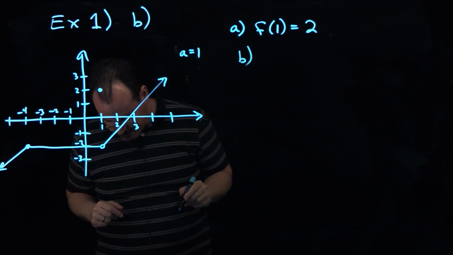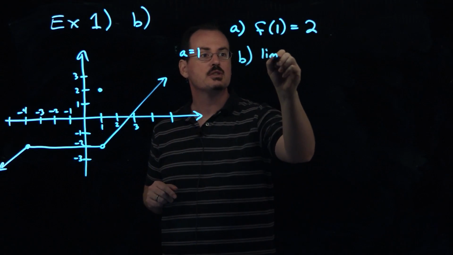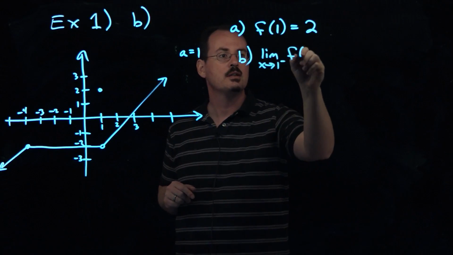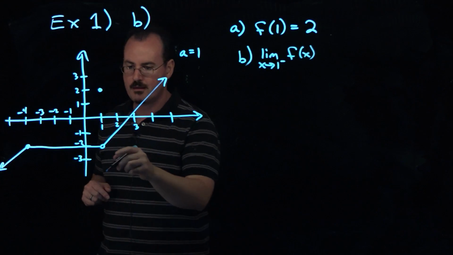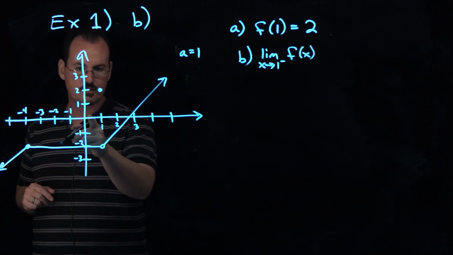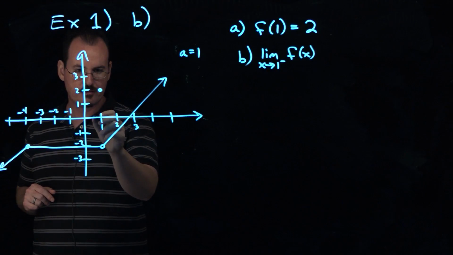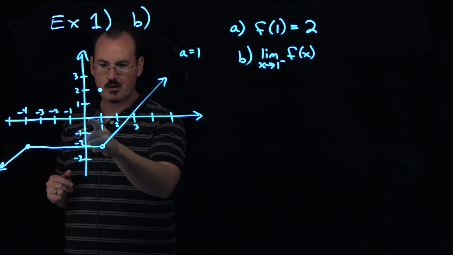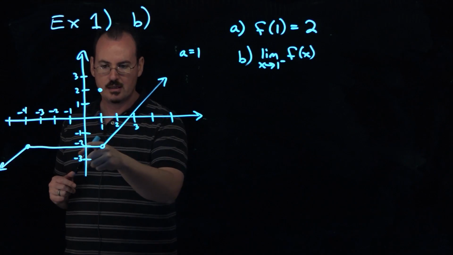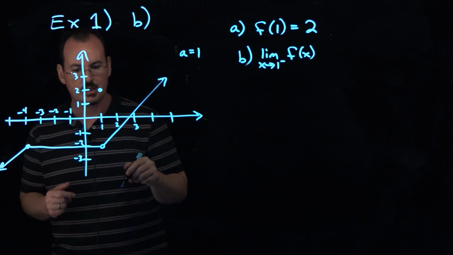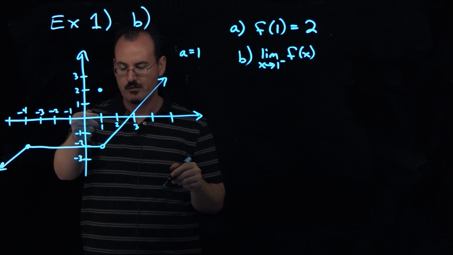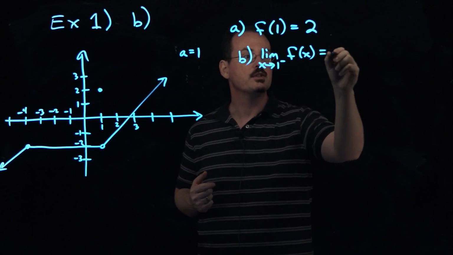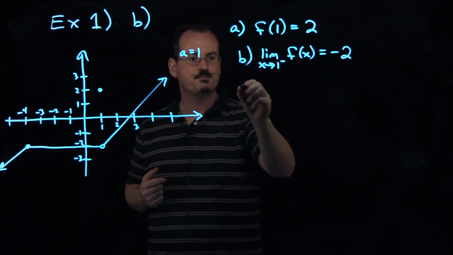For part B, we're again finding the limit as we approach 1 from the left. Notice that if I start plugging in values of x that are to the left of 1, we've got just a horizontal line here. That indicates that the function is constant. No matter what value I plug in to the left of 1, the output is constantly -2. So as I approach 1 from the left, the output values are constantly -2, so they approach -2. So that's the limit from the left.